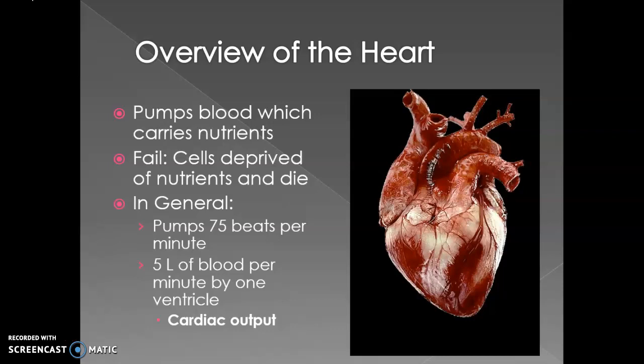The heart pumps about 75 beats per minute, and about 5 liters of blood is pumped out of each ventricle in 1 minute. The amount of blood that is pumped out of each ventricle in 1 minute is called cardiac output. I want you to remember the definition of cardiac output.